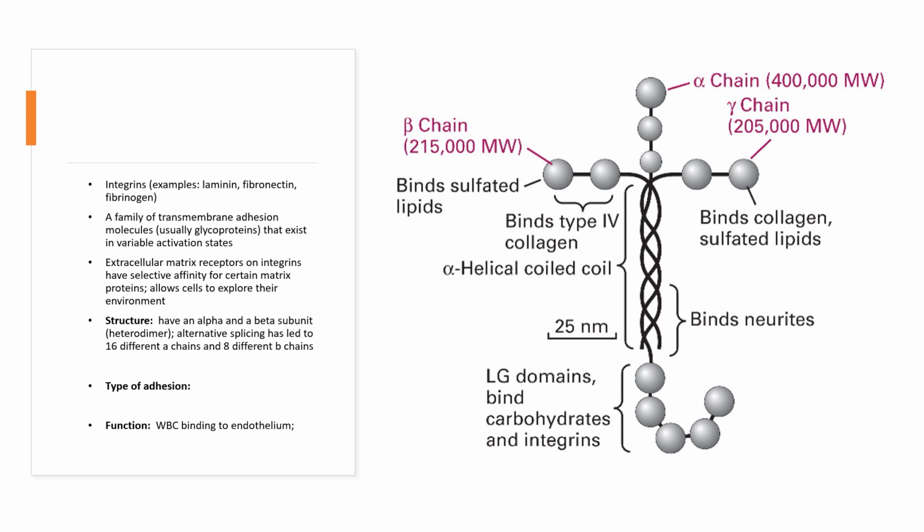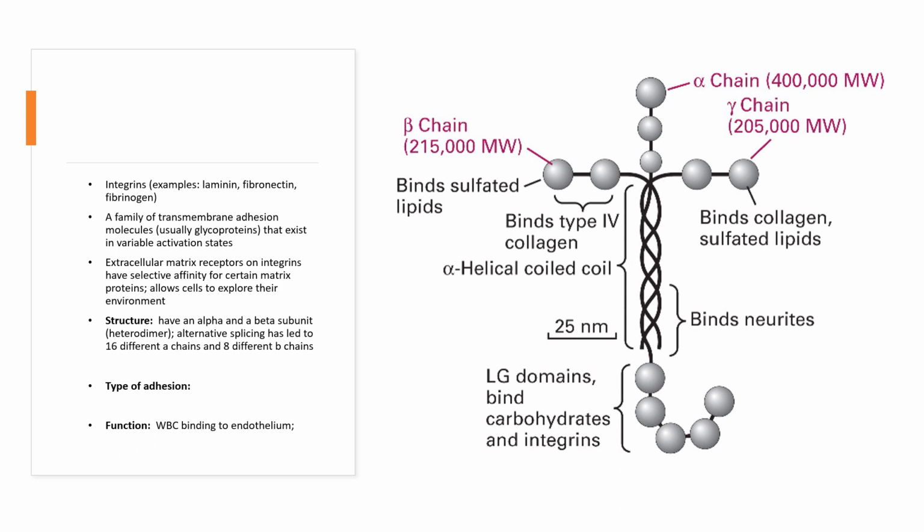Further, they have an alpha and a beta subunit, and alternative splicing has led to 16 different alpha chains and 8 different beta chains. The main function can be white blood cell binding to the endothelium. So the integrins are crucially important because they are the main receptor proteins that cells use to both bind to and respond to the extracellular matrix.